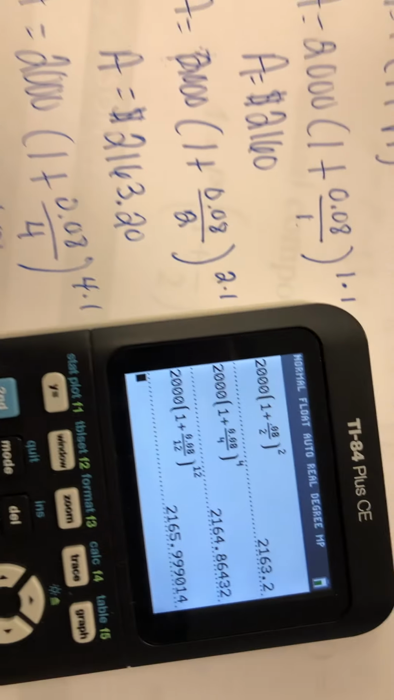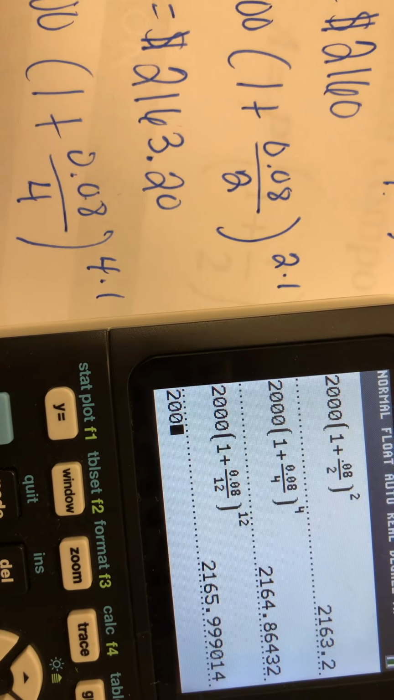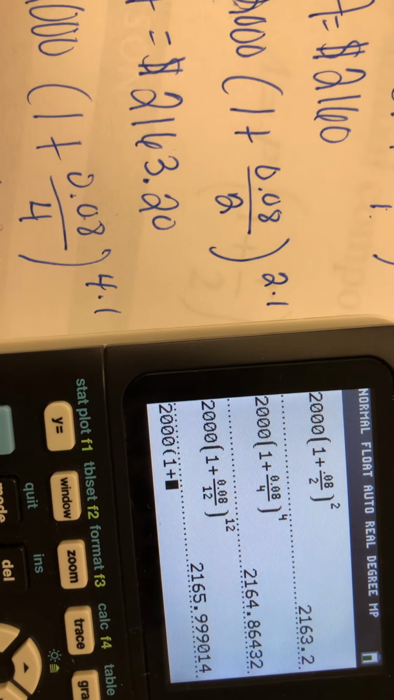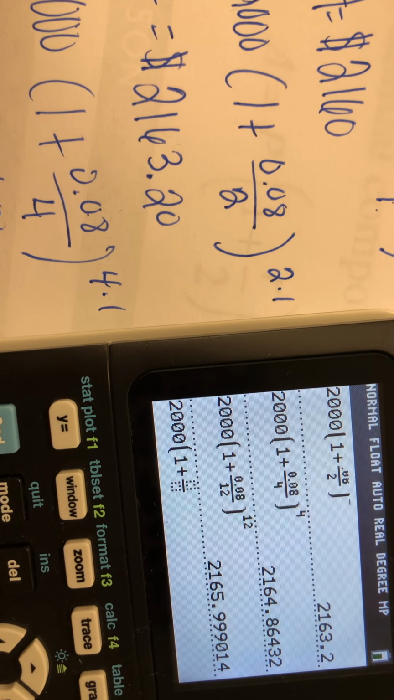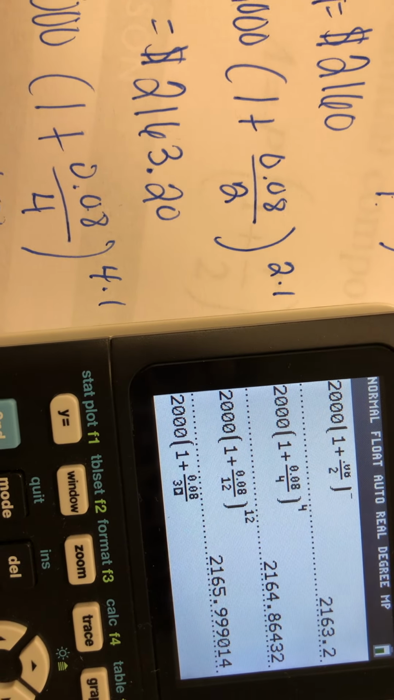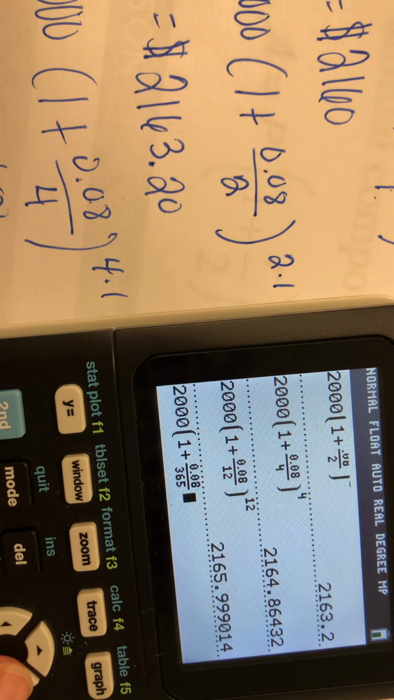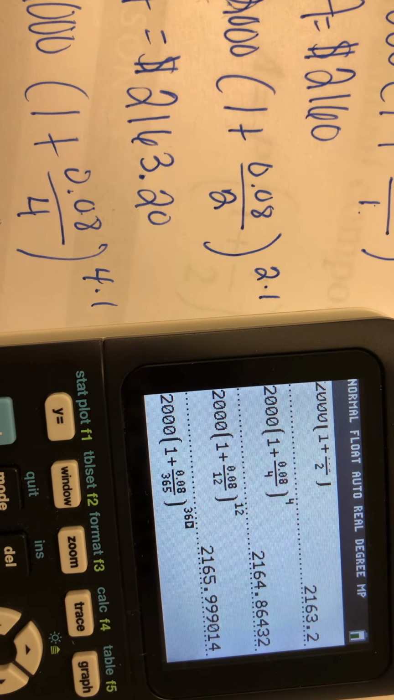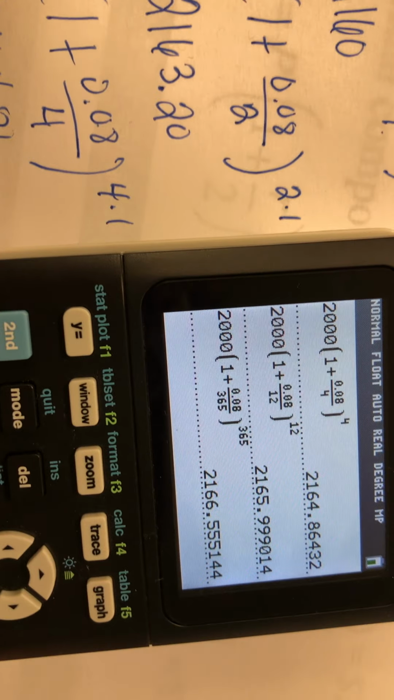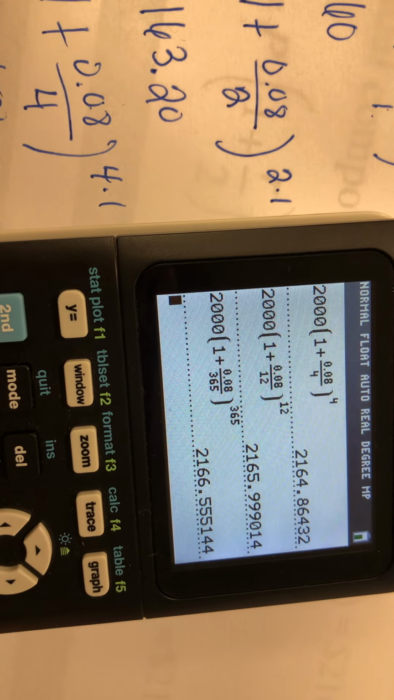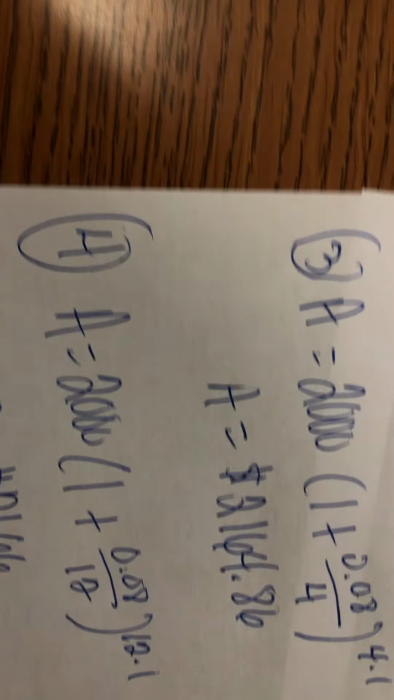Okay, let's go over to our calculator. We'll have 2,000 times 1 plus our interest rate over 365 times a year. Then raise it up to 365 times 1. So $2,166.56.